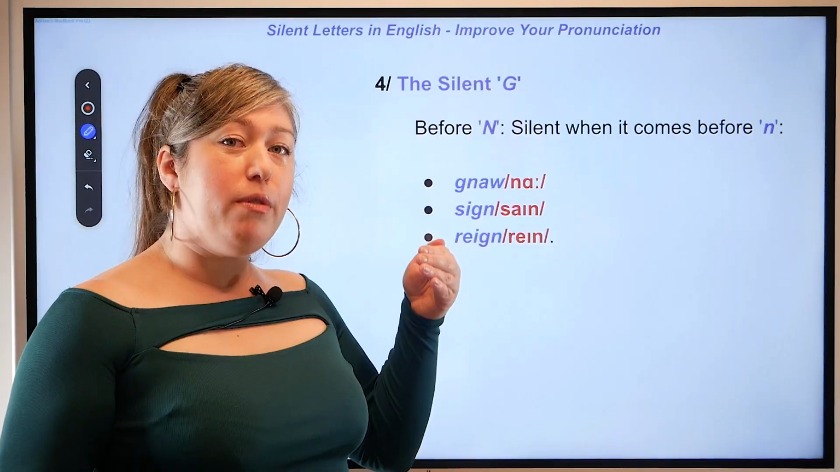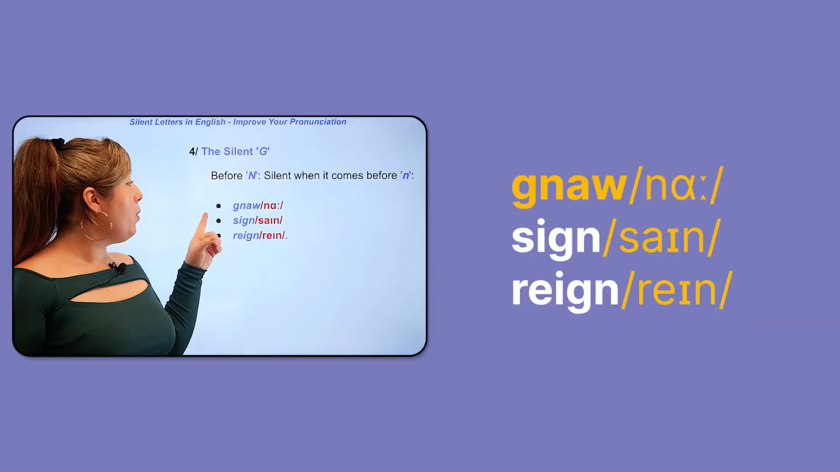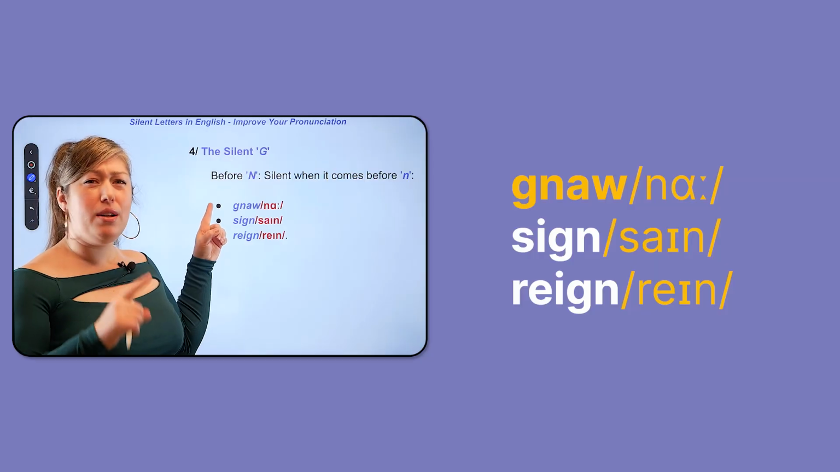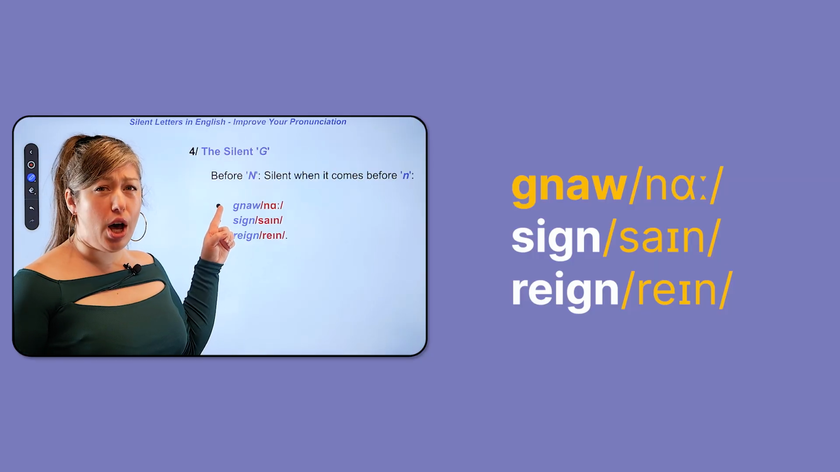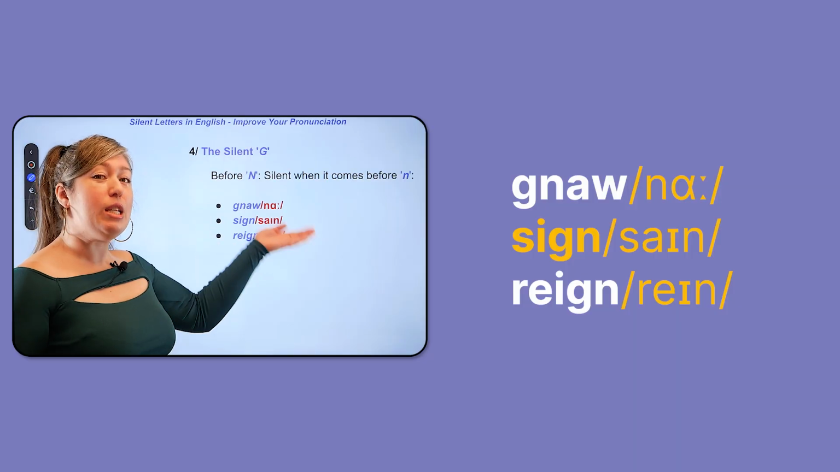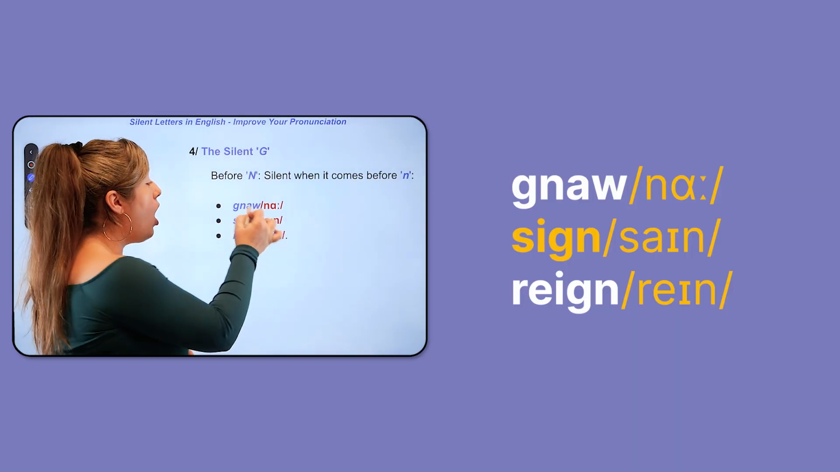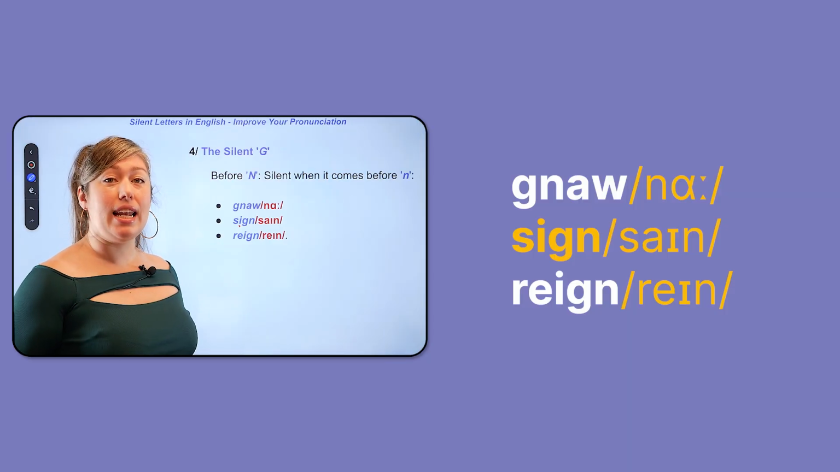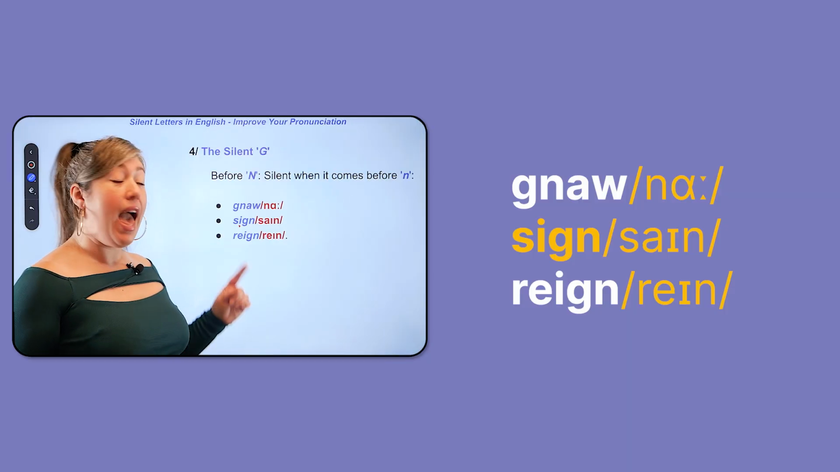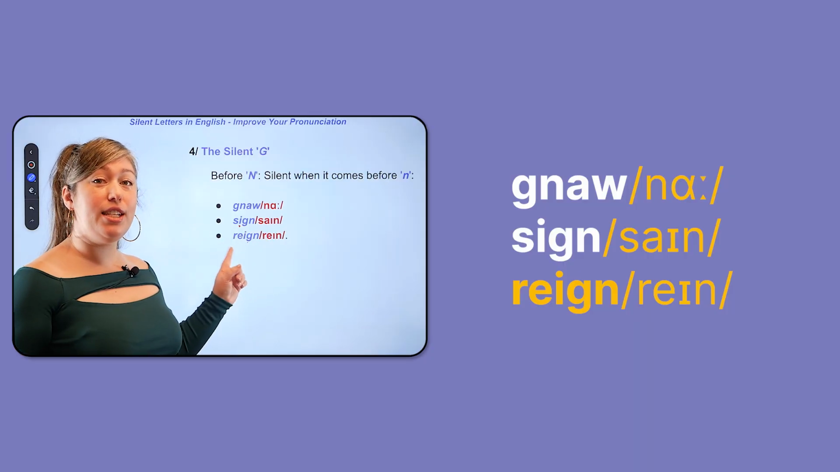Next, we have the silent G. When there is a G before the letter N, you know that it's silent. So for example, in the word gnaw, you're not pronouncing the G, you're saying gnaw. Or in this word, because the G is before the N, we say sign. And remember that this is making the long I sound. Sign, sign.